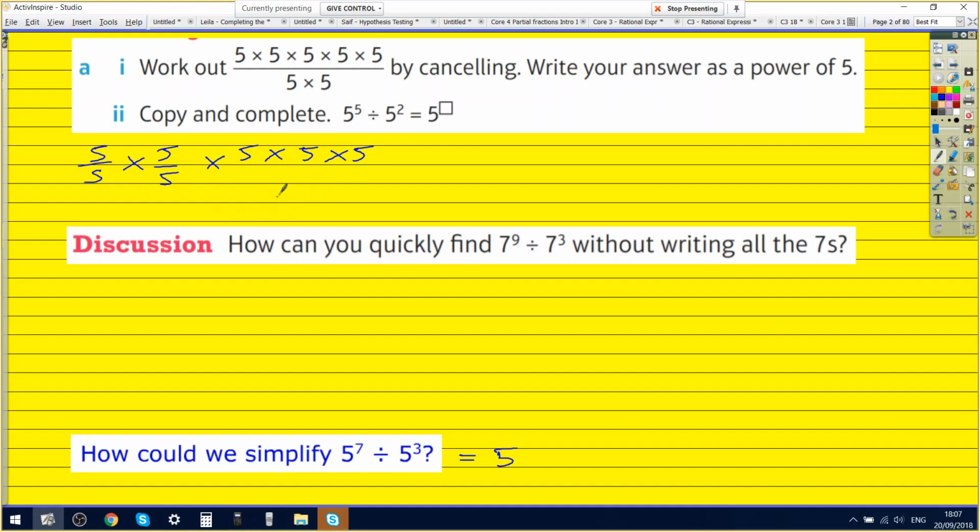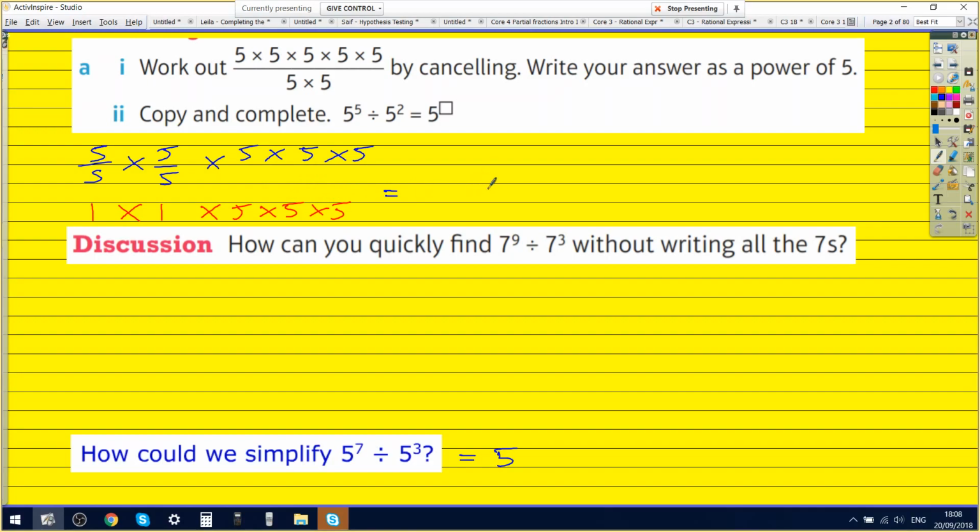What is 5 divided by 5? 1. And so you get 1 times 1 times 5 times 5 times 5. What is a short way of writing 5 times 5 times 5? That would be 5 to the power of what? Here there's only 3 of them.